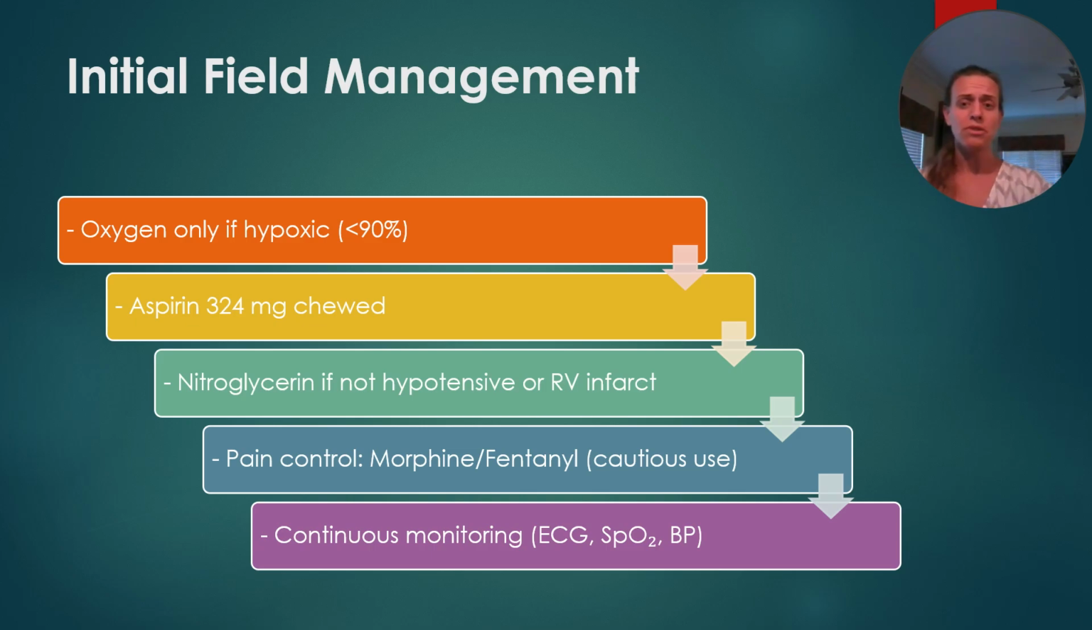Now, a non-negotiable for this is continuous monitoring. Okay, the entire time that we have them in the back of our ambulance to when we get them to the hospital, they are on our monitor. We are doing serial 12 leads. That's taking 12 leads at least every 5 minutes, okay, because the heart can change, okay, as more damage occurs.